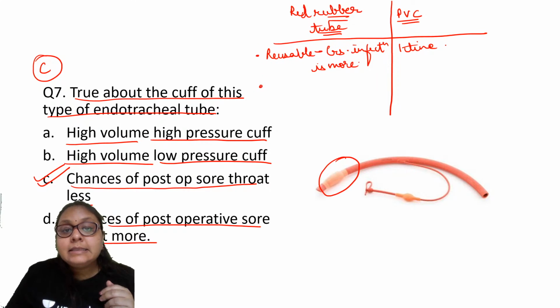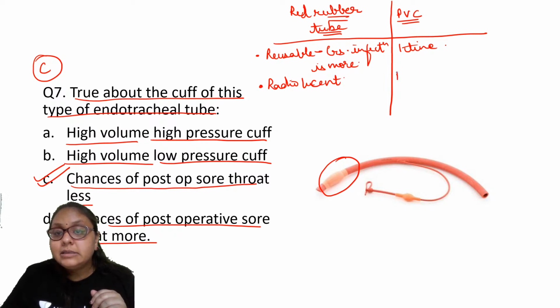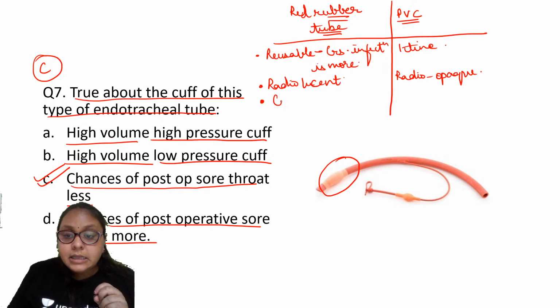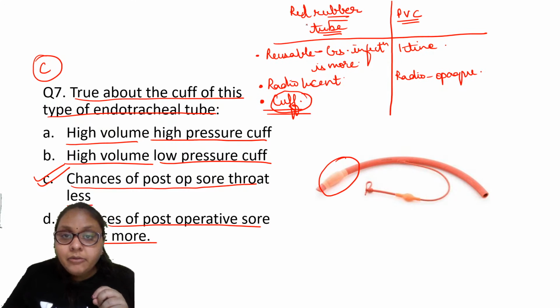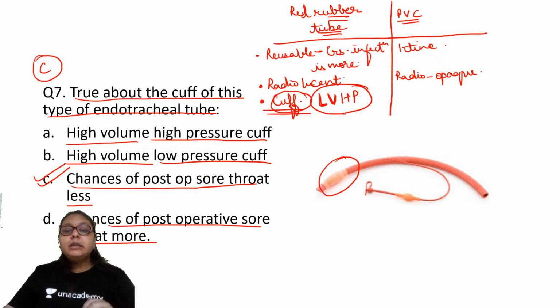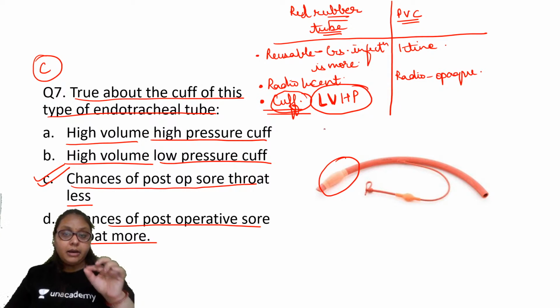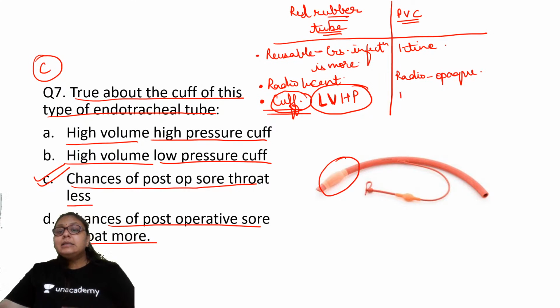Okay, first point. Second point, the red rubber tube is radiolucent, whereas PVC is radio opaque, because of the blue line. Third point is the cuff. Very important point, the cuff. The cuff of the red rubber tube is a low volume, high pressure cuff. Whereas PVC is a high volume, low pressure cuff.